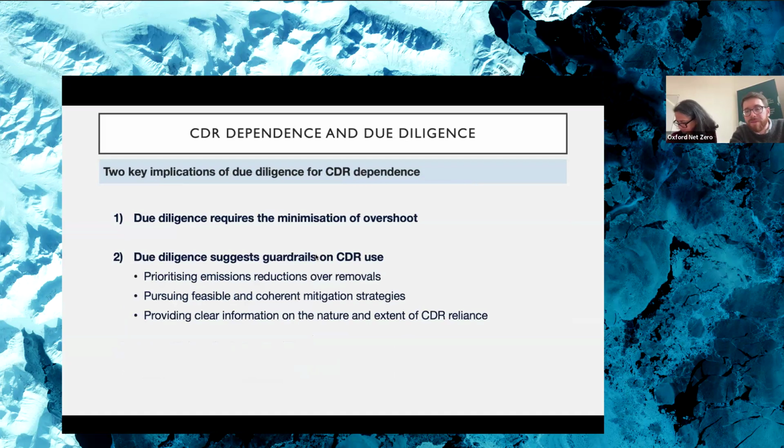And so in light of that, the question is, what does international law tell us about this situation? And I'm going to explore that through two parts. The first is that this due diligence framework that Lavanya laid out tells us that due diligence requires the minimization of overshoot. And the second is a set of guardrails that are suggested by due diligence, even within that context, about how to reduce the risks that we see as potentially arising.